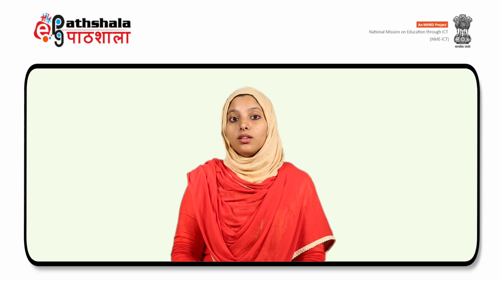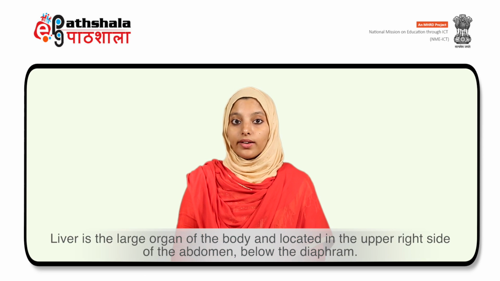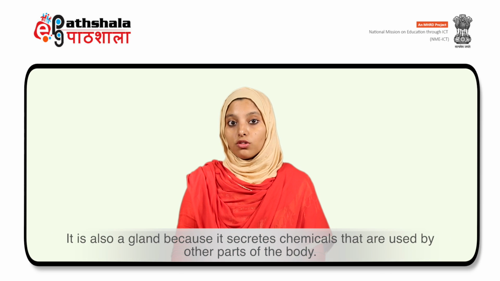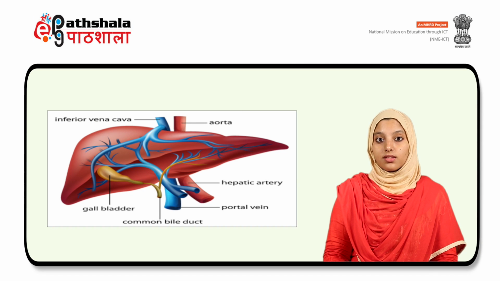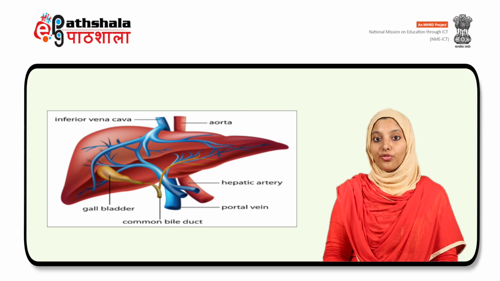Now next is liver functioning. We know that liver is the largest organ of the body and located in the upper right side of the abdomen below the diaphragm. It is also a gland because it secretes chemicals that are used by other parts of the body. For these reasons, the liver is considered both an organ and a gland. The liver is a reddish-brown, wedge-shaped organ with lobes of unequal size and shape. The liver is connected with two blood vessels including hepatic artery and the portal vein as shown in the figure.